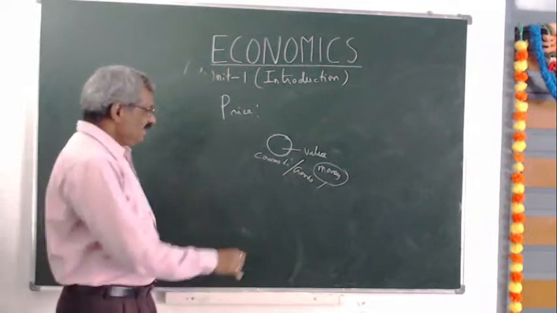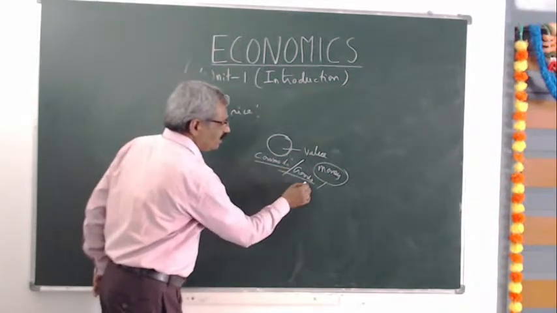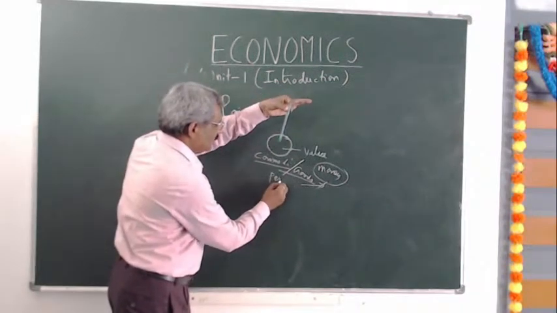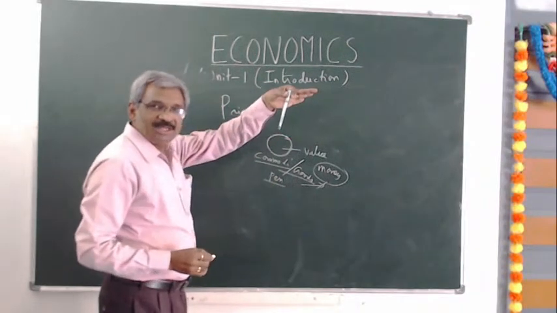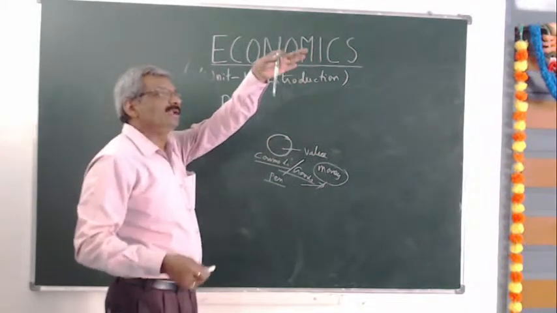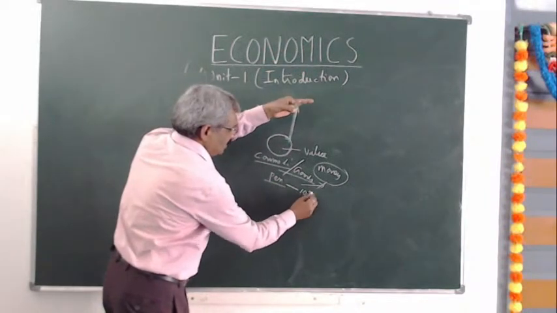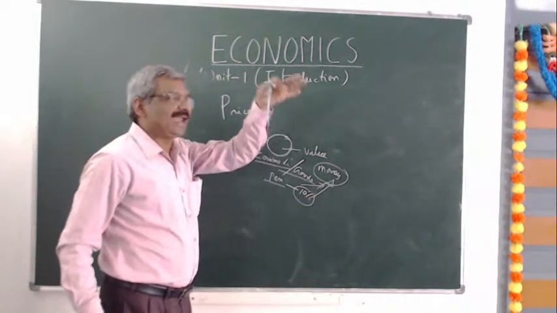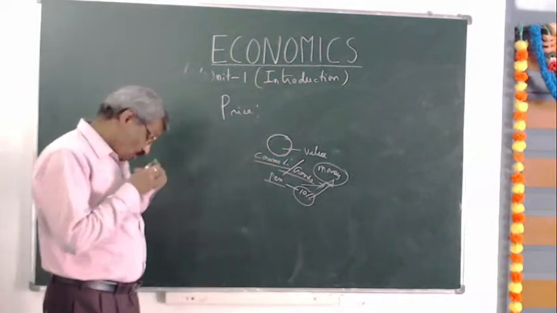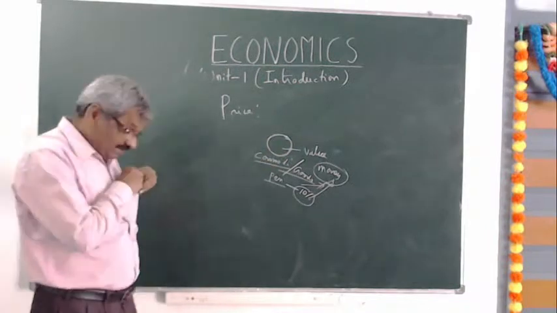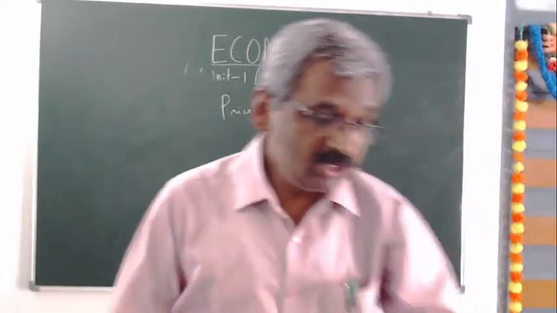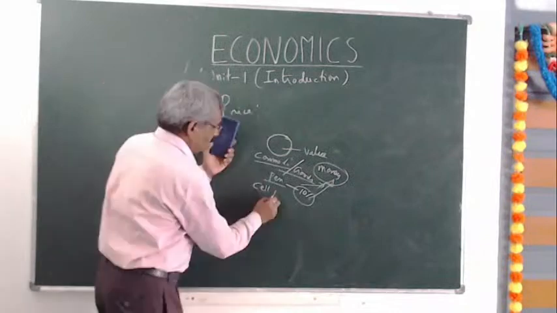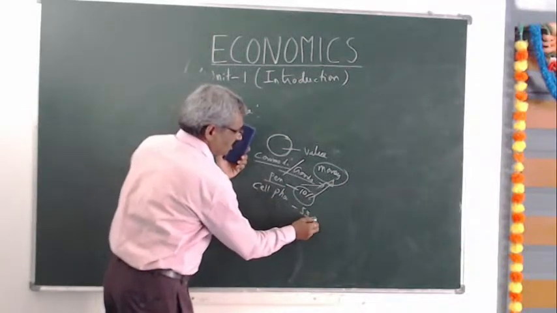How much money? Suppose this commodity is a pen. The pen, in terms of money, how much? This is 10 rupees. That is called a price. Suppose this is a cell phone. So this cell phone costs 53,000 rupees.